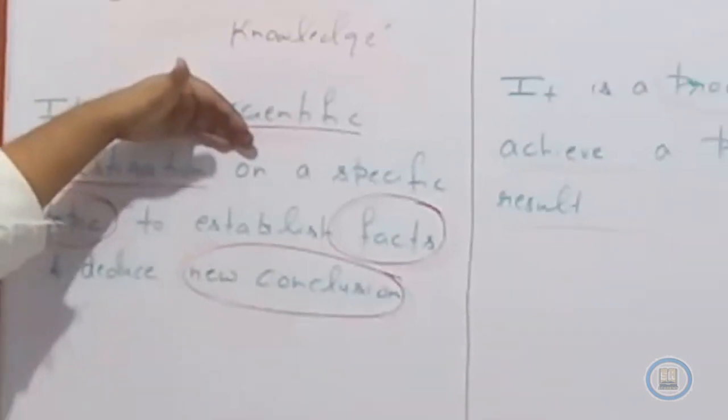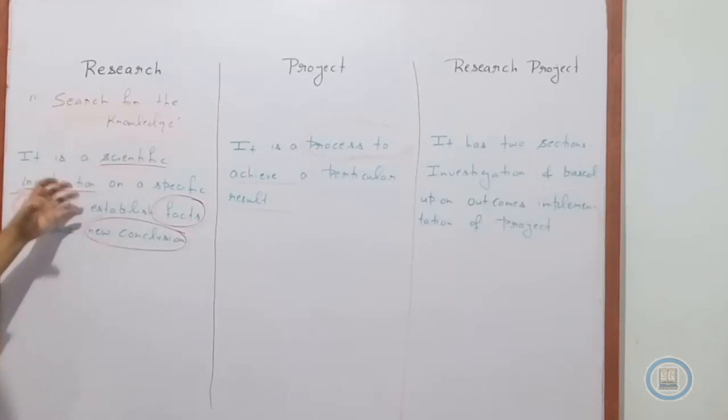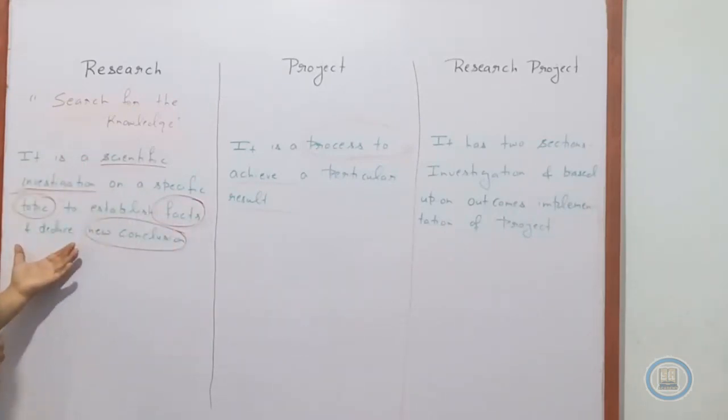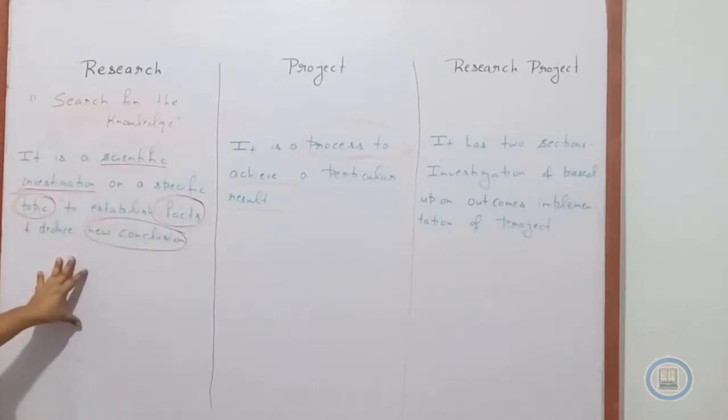We are doing a scientific investigation on the specific topic. And what is our objective? Because we want to establish the facts and we want to generate the new conclusion based upon these facts. So this is called research.